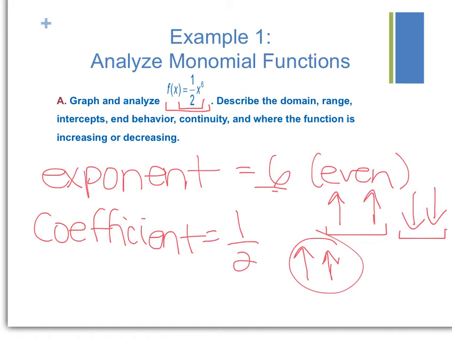Now, if this function had a coefficient of negative 1/2, then both of my end behaviors would have been pointed down. So what I'm going to do on the next slide is go ahead and confirm that both my end behaviors are pointed up by graphing the function, and then I'm going to analyze my function by describing the domain, range, intercepts, end behavior, continuity, and where the function is increasing or decreasing.